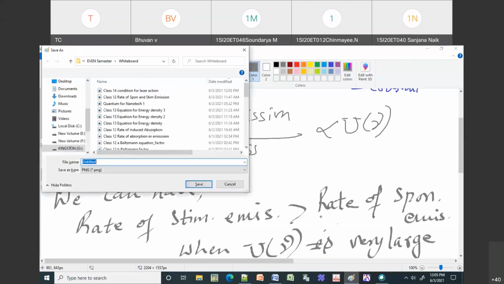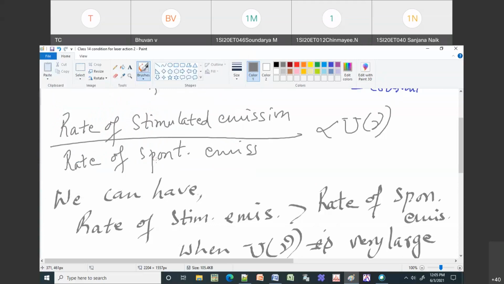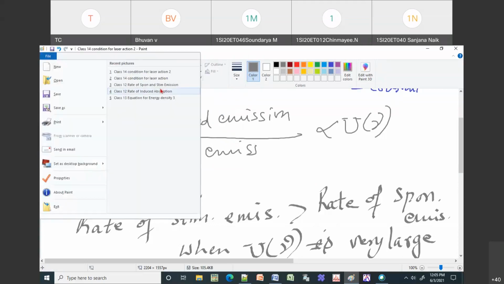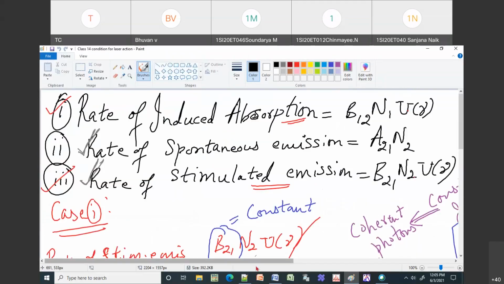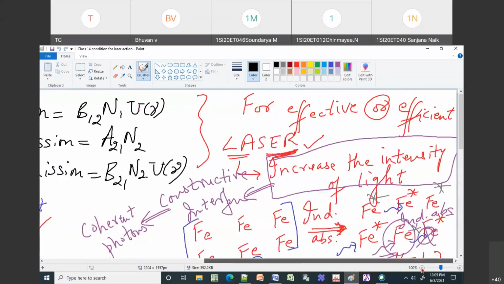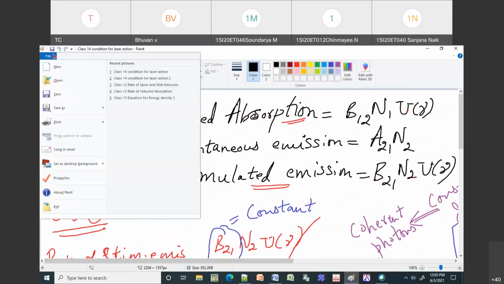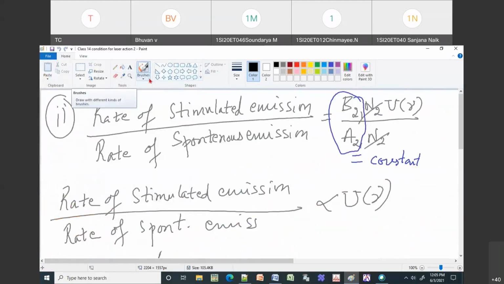Now if I come back, just give me a minute. If I come back to that old example that I was telling you, I will just write it there only. It is better because it will be too complicated otherwise. So I will write it again here.